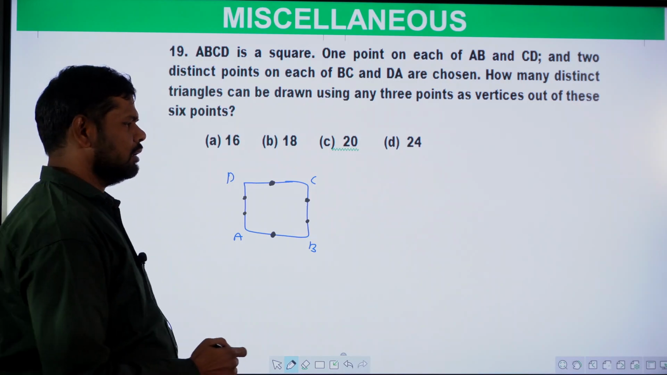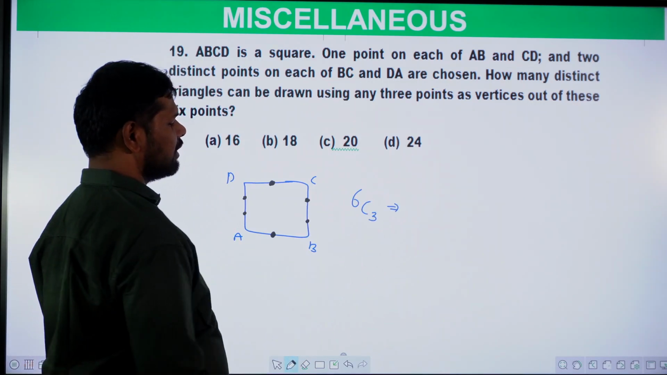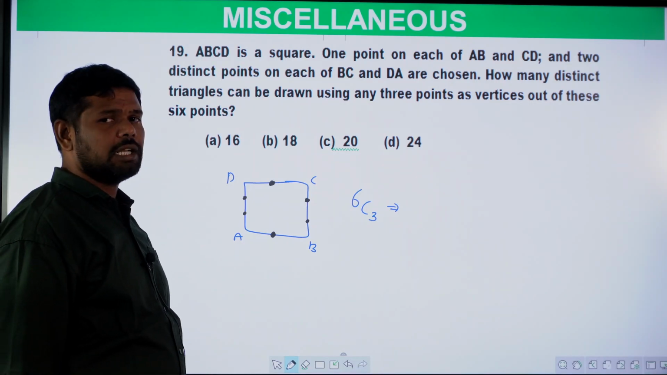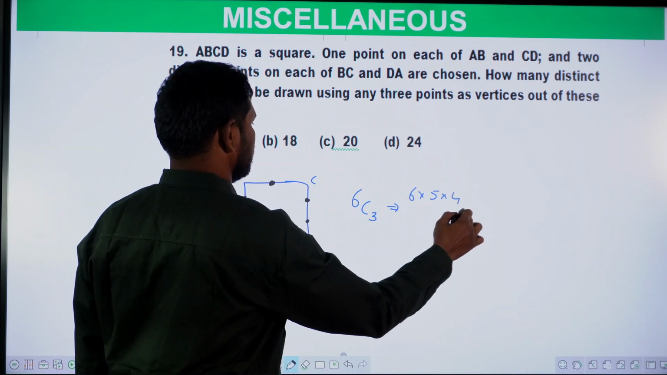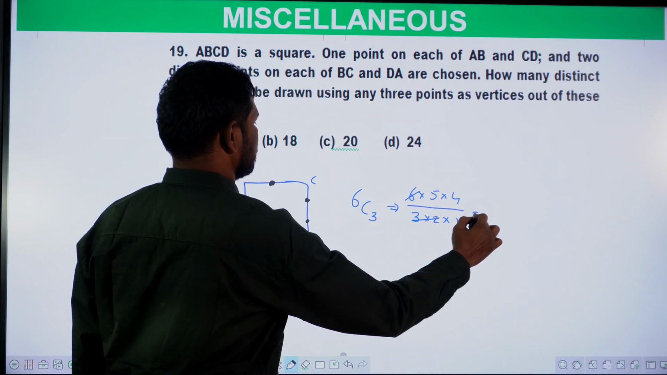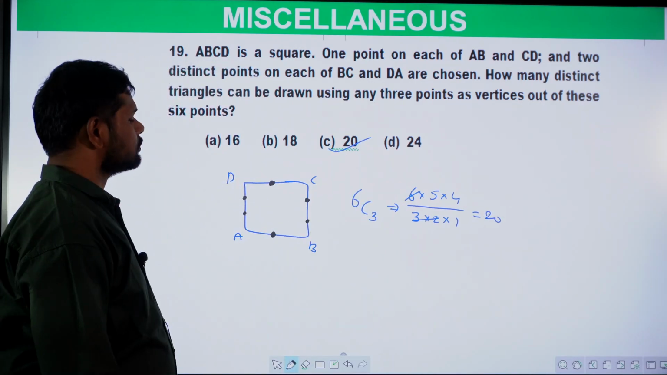We discussed the same kind of question in permutations and combinations. The number of triangles is 6C3. We need 3 points at a time to form a triangle. 6C3 is 6 into 5 into 4 by 3 into 2 into 1. 3 times 2 is 6, the 6s cancel, 5 into 4 is 20. That is the answer.